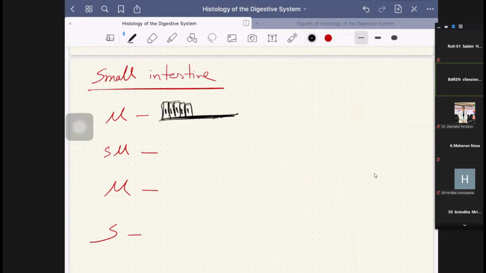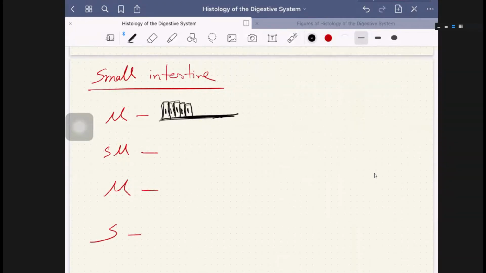Now, the specialty in the small intestine is that the epithelium and the lamina propria here, they actually show some finger-like projection of mucosa. Okay. So these lining epithelium, they become like this, the cell as well as the lining epithelium. So these finger-like projections will be called villi.